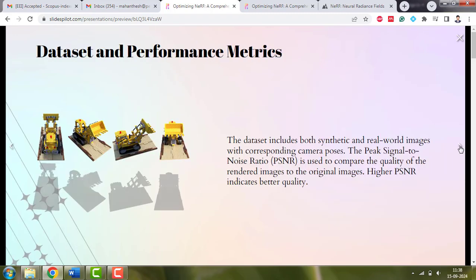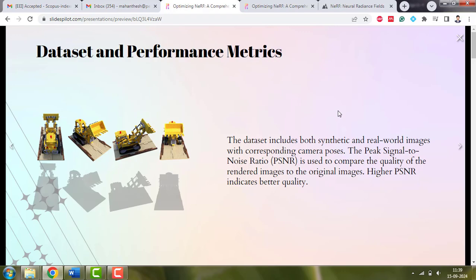Let's check the dataset. The datasets can be both synthetic and real world images. In our paper we clearly mentioned that even toys or 3D images generated from a computer can be considered as a dataset and included in NeRF to make it more realistic.